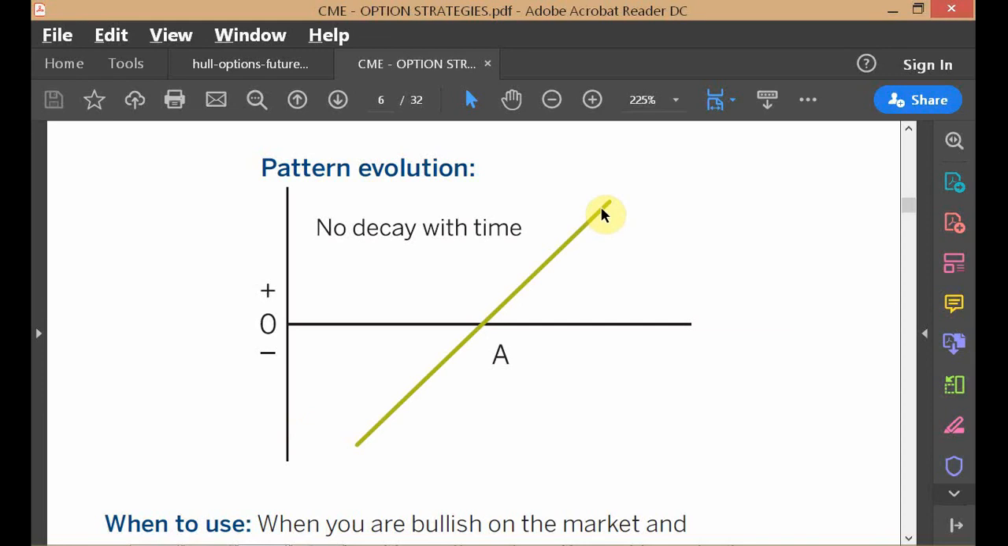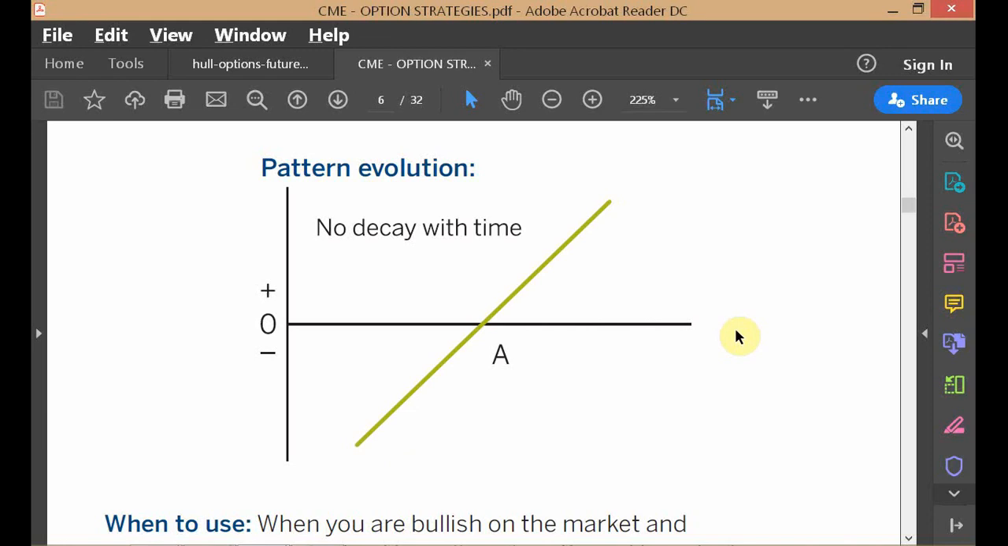So this is my long futures profile. This is my long futures payoff profile. Is everyone clear about that? We discussed it yesterday. If I'm long at this price, as the market price goes up, I start to make money, and as the market price falls below the price at which I'm long, I start to lose money. So this is a long futures profile.